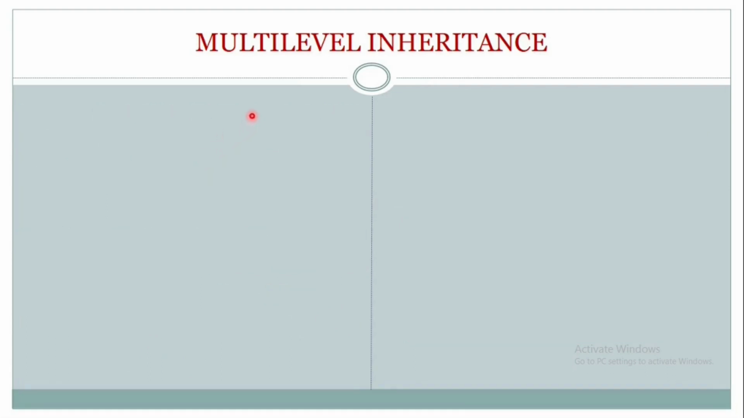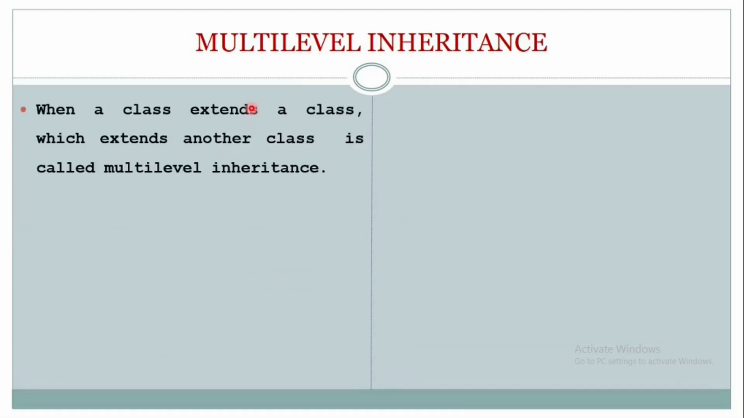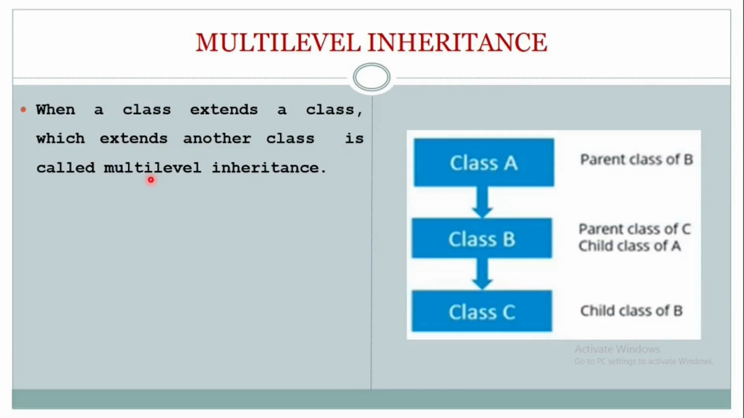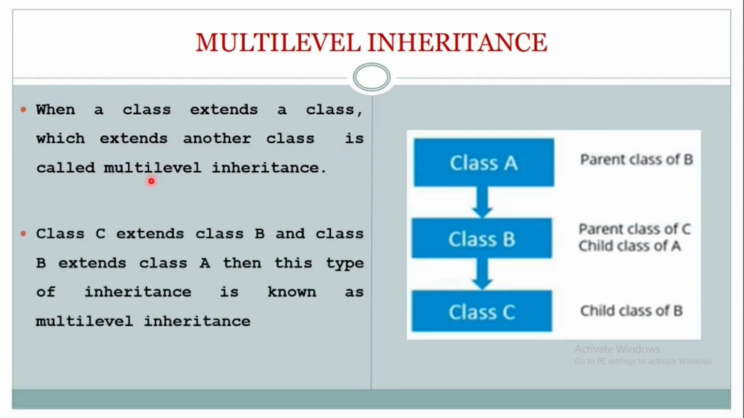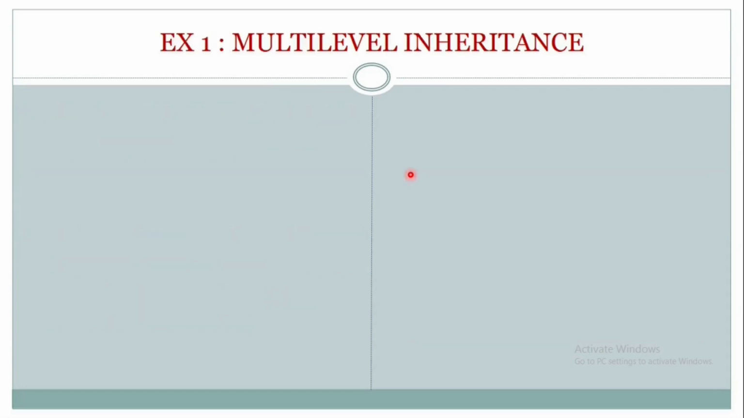Now let us understand about multi-level inheritance. When a class extends a class which extends another class, it is called multi-level inheritance. As you can see in the example over here, class C extends class B and class B extends class A. So this type of inheritance is called multi-level inheritance. The class C will inherit the features of B and A. Now let us understand this concept with an example.